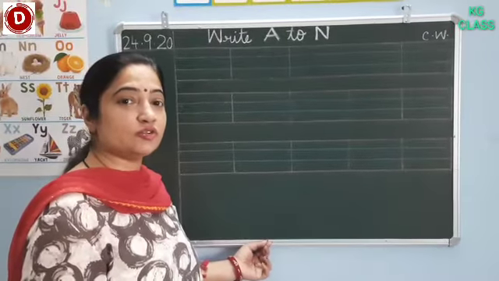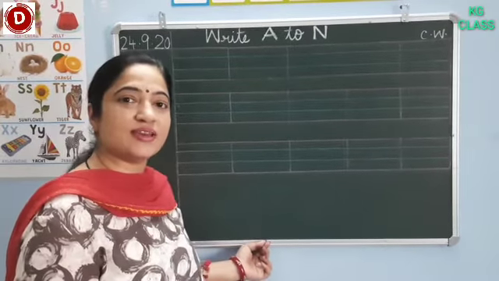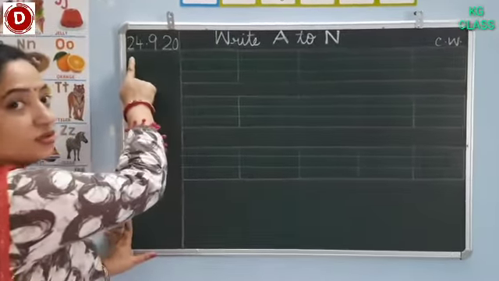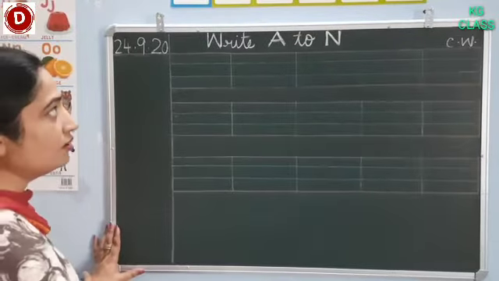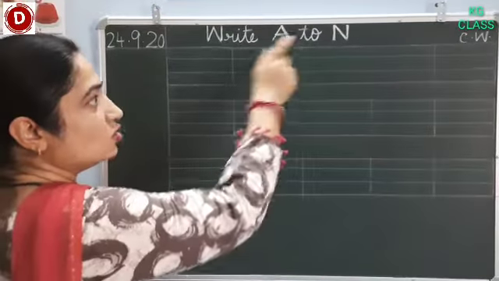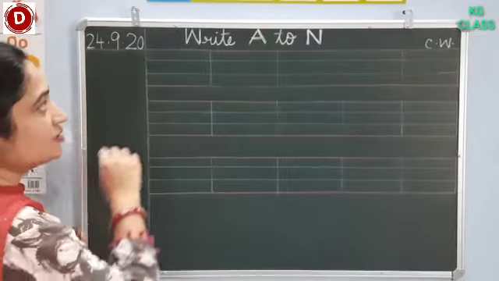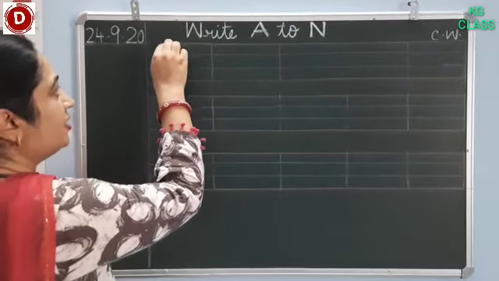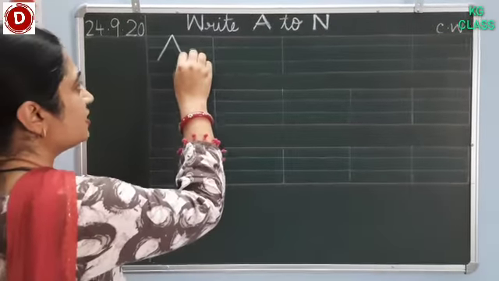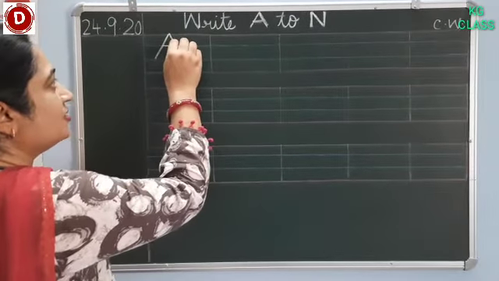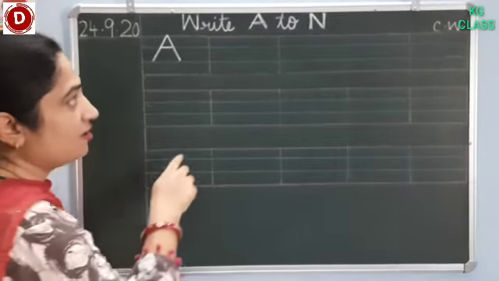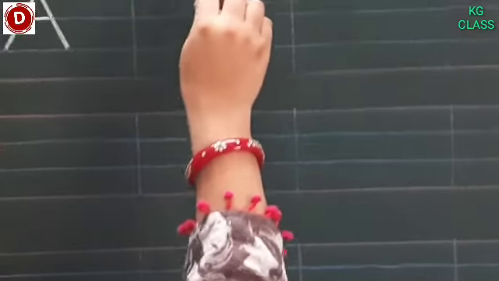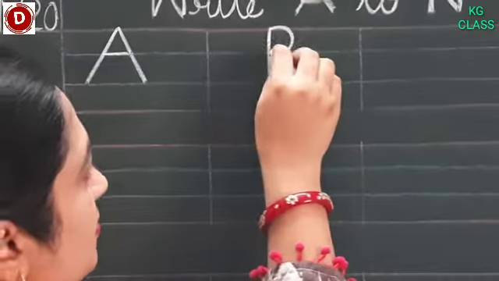Children, now I will teach you to write capital letters A to N in series. Now look at the board, children. This is today's day. Today is 24th September and you have to write A to N. And we will start with capital letter A. Put your pencil on the red line, make 2 slanting lines and 1 sleeping line. In this way you have to write A. After A comes B. Standing line and 2 semicircles.